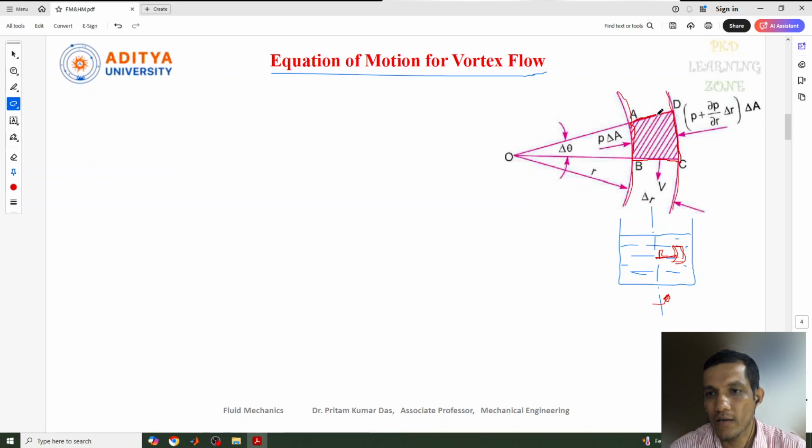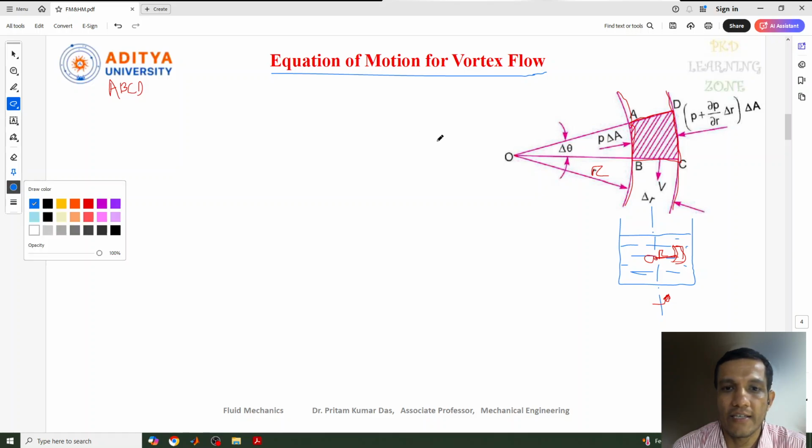This is the fluid element we have taken here, and the distance from the center point, let's suppose O. This is the point O. So from point O to this fluid element, how much distance is there? That is r, the radius of this fluid element, or you can say the distance from the center point to the fluid element. ABCD is the fluid element I have considered, that is rotating at a uniform velocity.